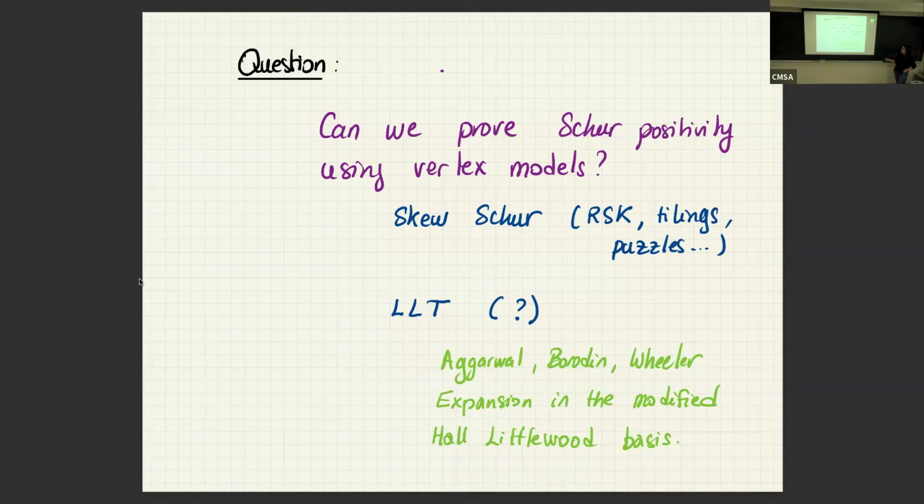But to prove the Schur positivity of LLT polynomials, in the big paper of Aggarwal, Borodin, and Wheeler, there was some hope to do that. But what they could do is expand them in the modified Hall-Littlewood basis. So the vertex models were not giving tricks straight away to prove the Schur positivity, but at least they could be used to expand in another basis, the modified Hall-Littlewood.